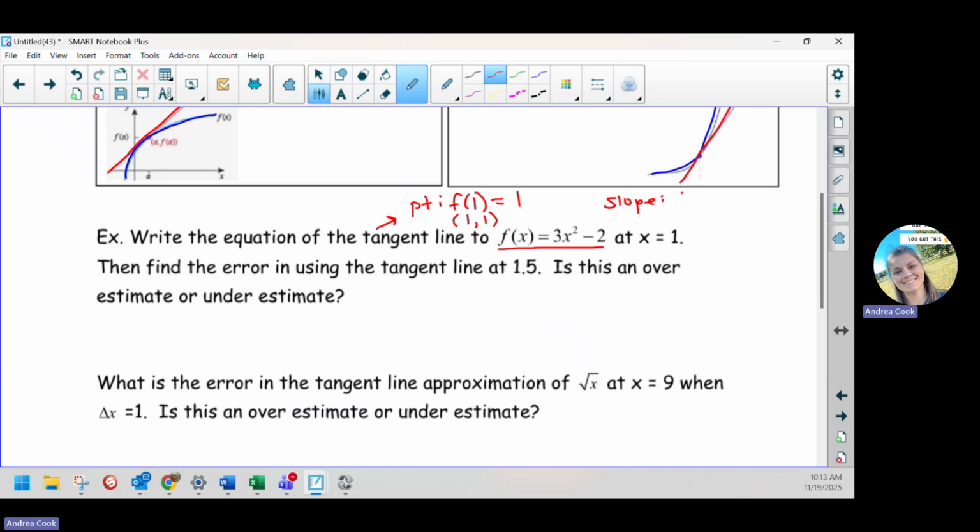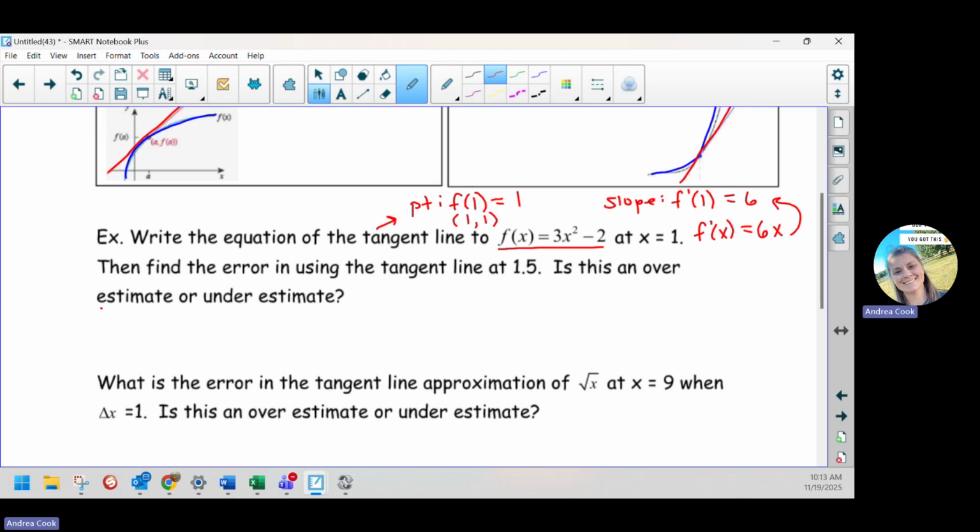Your slope is your derivative at 1. So I first need to find the derivative of f, which would be 6x. And then you plug 1 in. So f prime of 1 would be 6. So there's your slope.